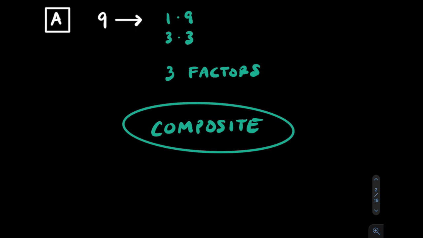To prove whether 9 is prime or composite, we have to identify how many factors it actually has. Well, we can start off by saying we do know that 1 times 9 is 9, so it has 2 factors. But are there any other ones out there? If you've thought of 3 times 3, then that's really good. Here we can see that 9 has 3 factors, 1, 3, and 9. Since it has more than 2 factors, 9 is composite.